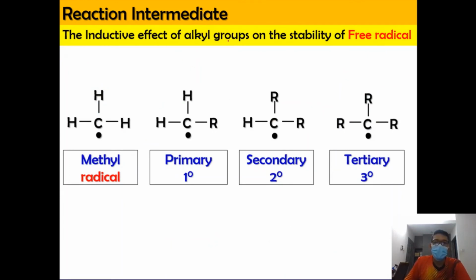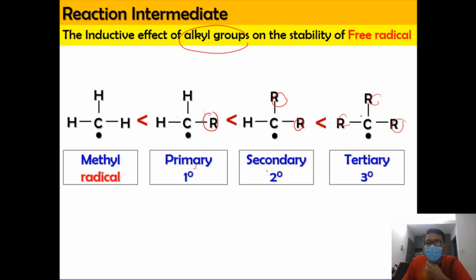So let us look into the example here. The inductive effect of the alkyl group, which is R, primary, if there are 2 it's going to be secondary, and if there are 3 it's going to be tertiary, on the stability of the free radical. All right, so we're going to look into the radical first. When there is an increase of the alkyl group, the stability of primary will be higher than methyl. If there are 2, the secondary radical is going to be more stable than primary and methyl radical. However, when there are 3 alkyl groups, it's going to be more stable than secondary, primary, and methyl radical. All right, why is that so?